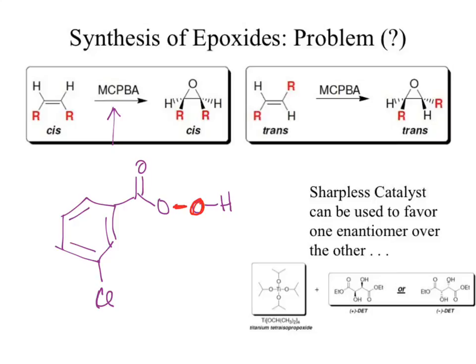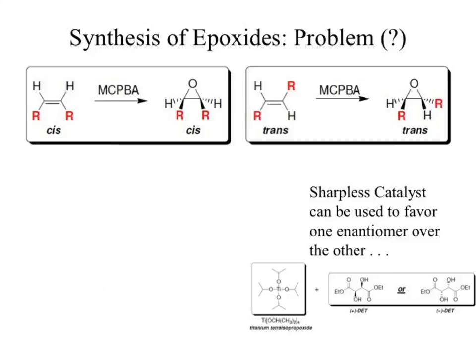One of the problems that we just addressed is that the mCPBA could have reacted from either the top or the bottom. And if we had particular stereochemistry associated with our starting material, even if we started with our cis, we could get slightly different products. So an epoxide formation generates two products.